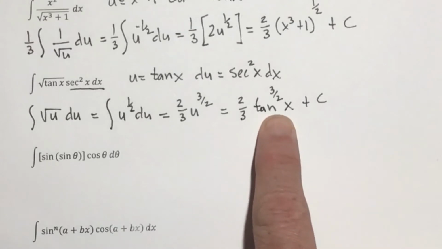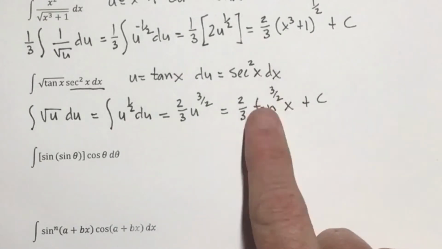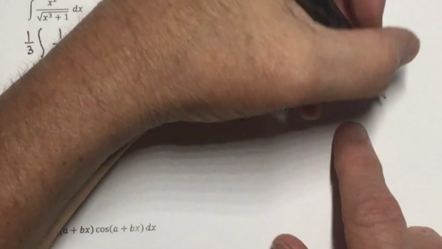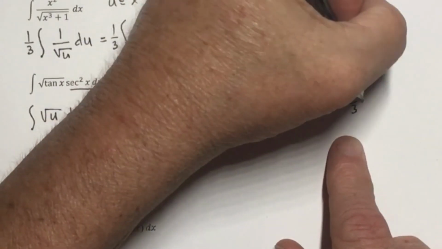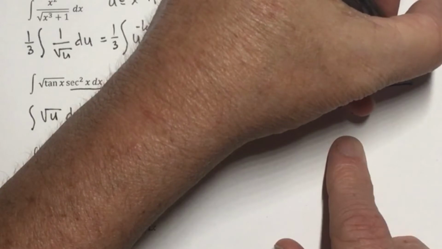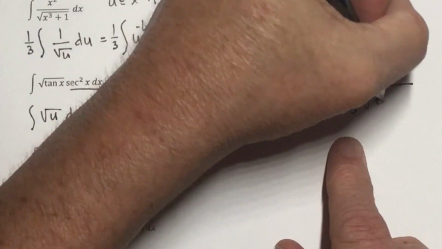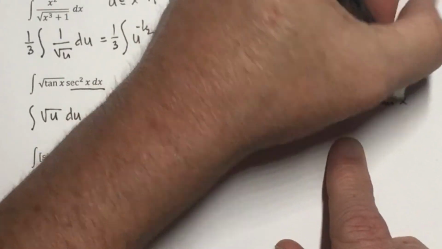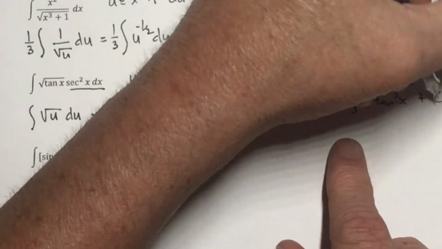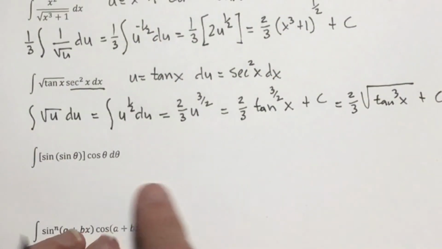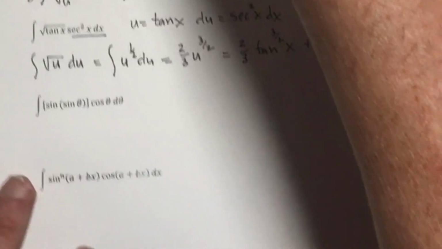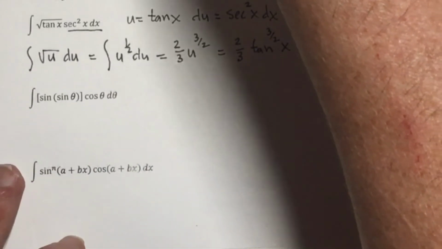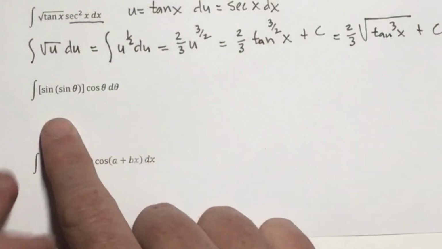If you don't like that fractional exponent sitting up there, we can fix that. We can write this as 2/3 the square root of tan cubed x plus c. There you go. Same difference. All right, let's see what we got here. Last couple here. Okay, there's that one.